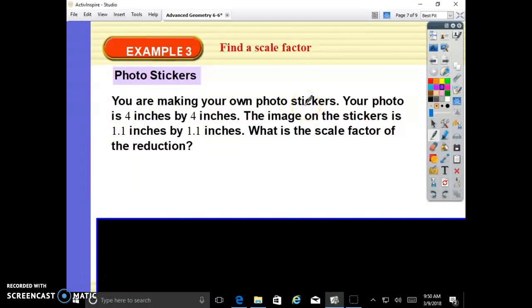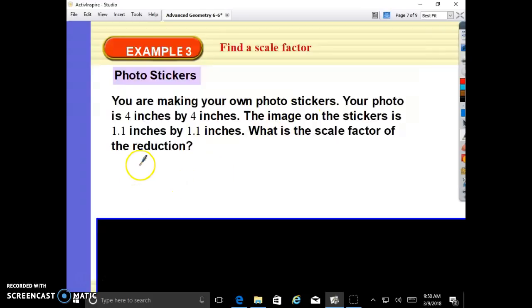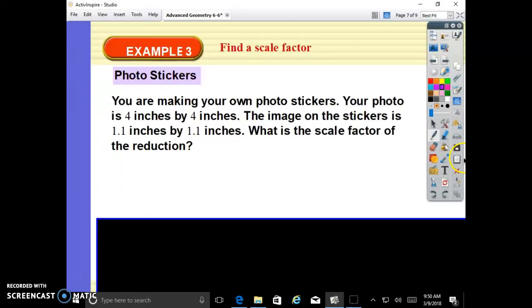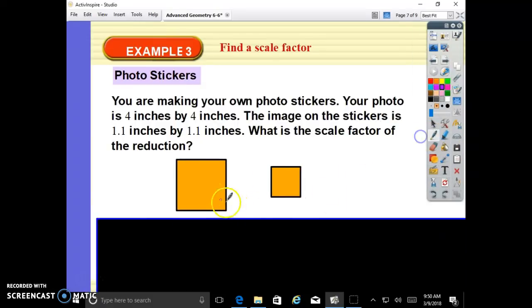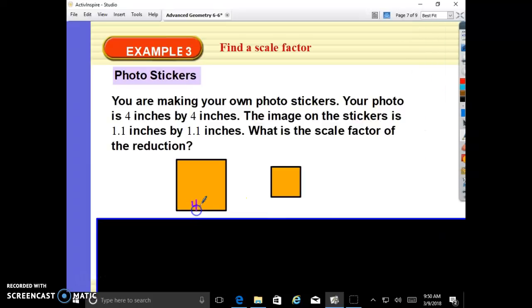You are making your own photo stickers. Your photo is 4 inches by 4 inches. The image on the sticker is 1.1 inches by 1.1 inches. What is the scale factor of the reduction? So, here's our original. Here's our new one. So originally we had 4 inches by 4 inches. Now we have 1.1 by 1.1. Once again, inches. So they're both squares.